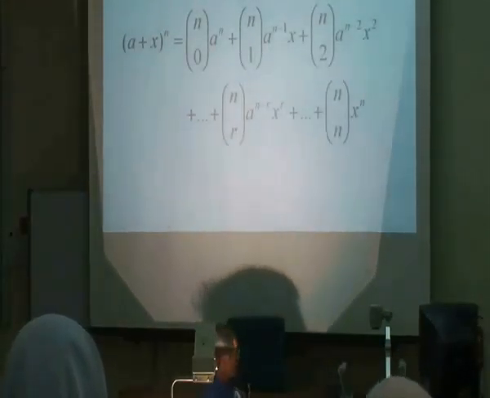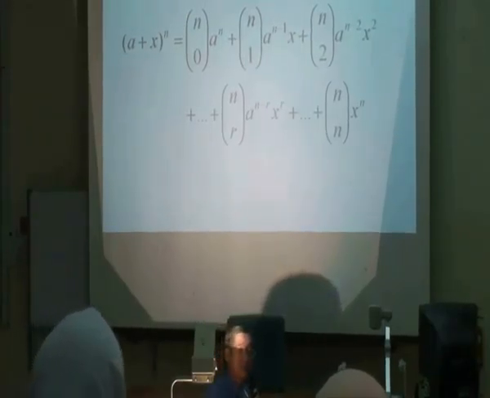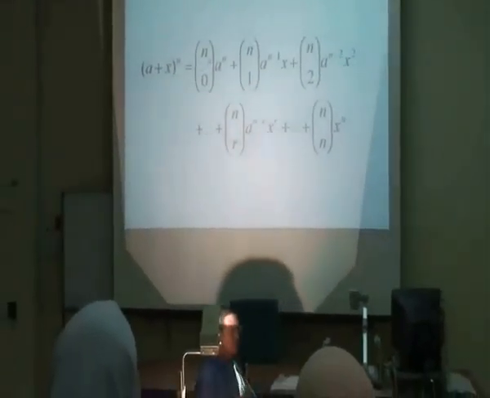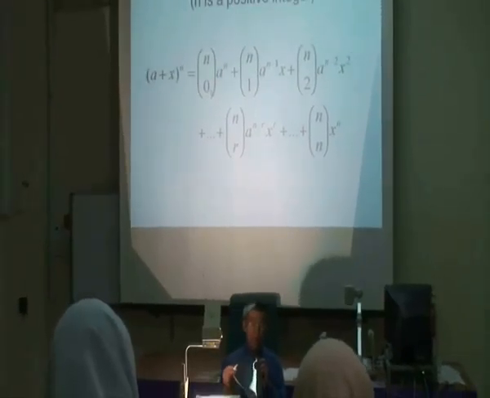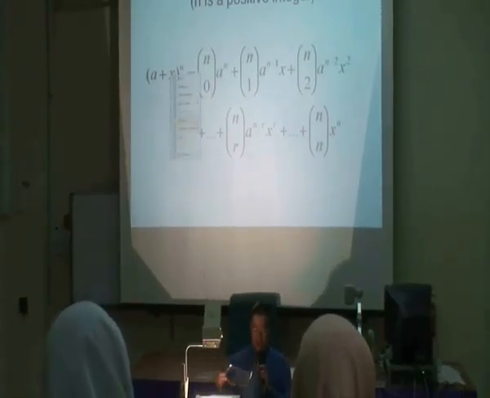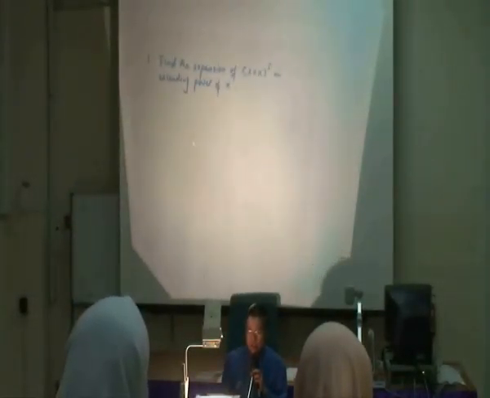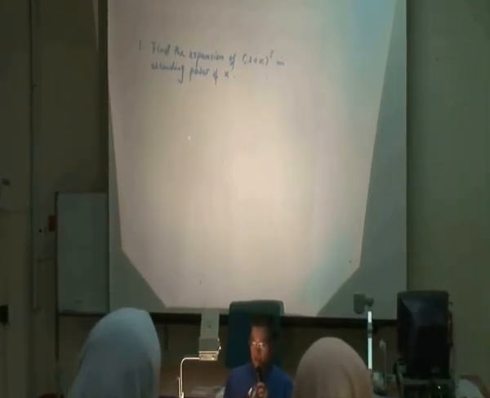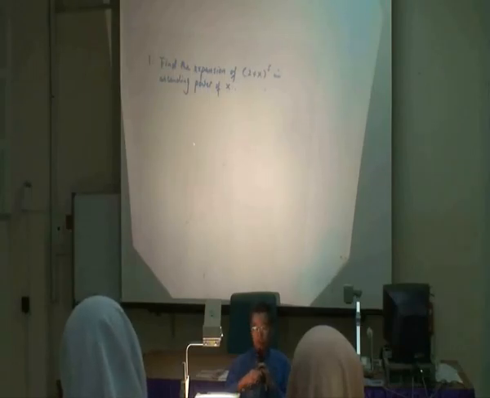Okay, so we have seen how we obtain this theorem, alright? The binomial theorem. That is, a plus x to the power n is equal to this power series, alright? So now we take a look at the application of this theorem in binomial expansion. For example, this question: find the expansion of 2 plus x to the power 5 in ascending power of x, right? In ascending power of x.